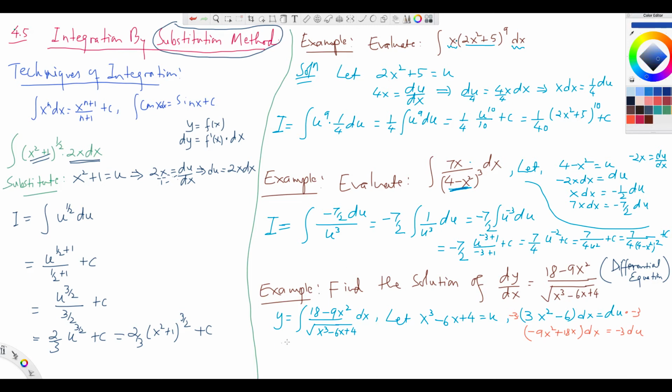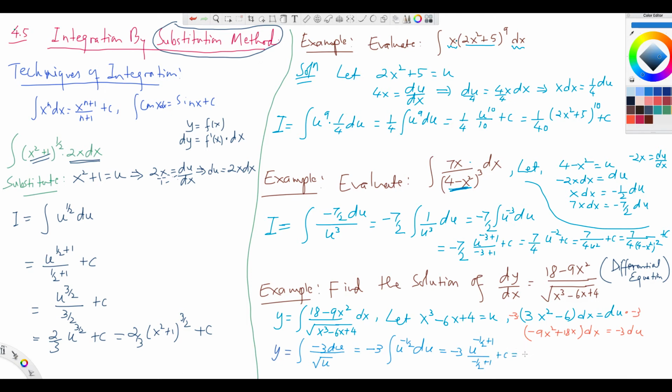So this can be written as y equals the integral of negative 3 du for the whole thing, right? And in the denominator there is root u. So how do I write that? Let me pull that negative 3 out and move that to the top: u to the negative 1/2. You see that? Because root u is u to the 1/2, and then du. So what happens to this? Just find the integral: negative 3 times u to the negative 1/2 plus 1 over negative 1/2 plus 1, plus c, right?